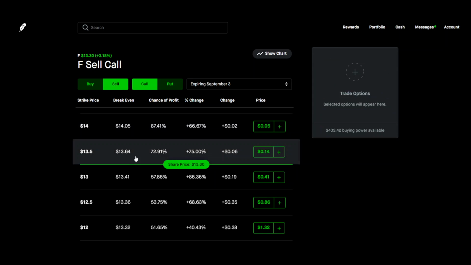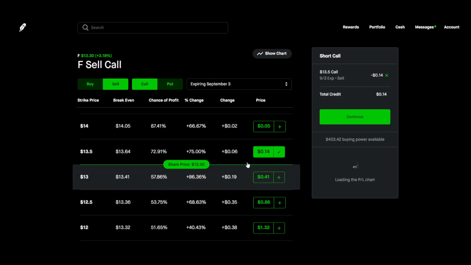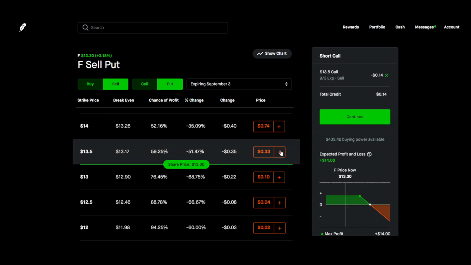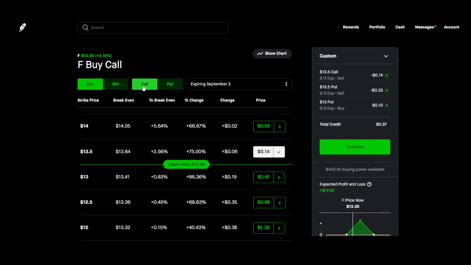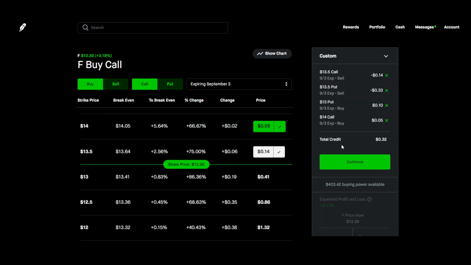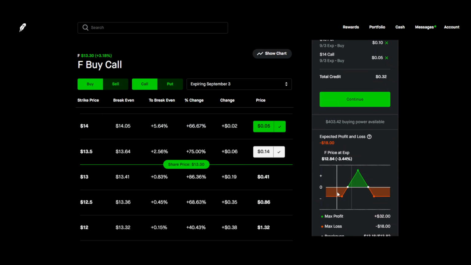So let's sell a call at the 13.50 instead of the 13. So we'll sell a put, same spot, 13.50. Buy a put, one below. Buy a call, one above. So now you can see how that lines up. So max loss is now $18, max profit $32.